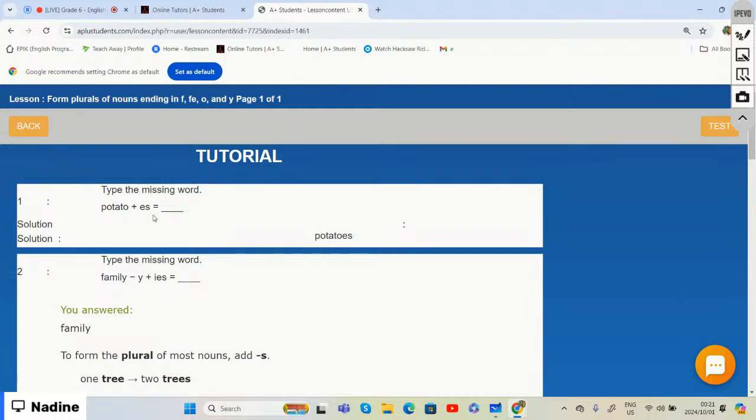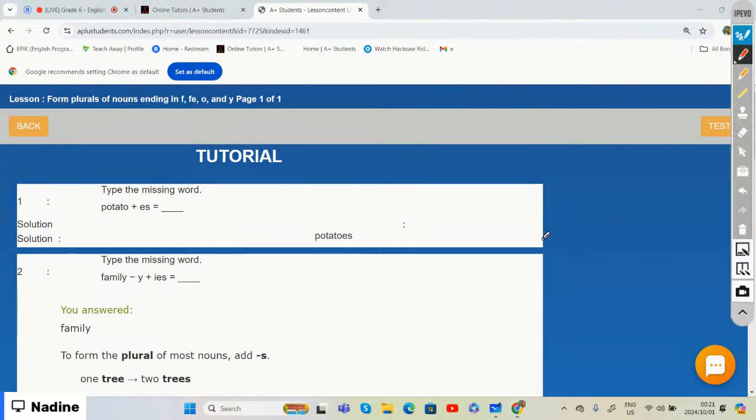All right, so we're going to type the missing word. If we type the missing word, the first one I'll do with you because it's already given. They say potato plus ES. So potato plus ES. And if we write potato plus ES, then it means that we're going to say potato and we added the ES.